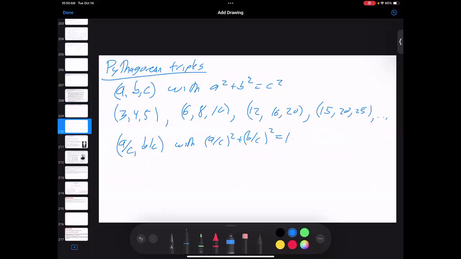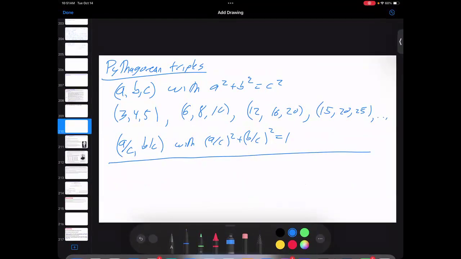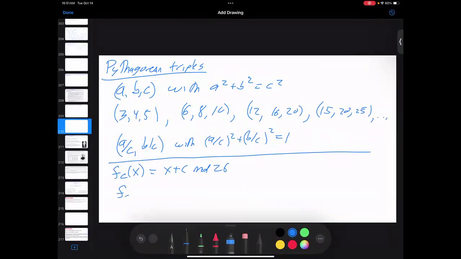I think we did this. We did the 100 Caesar ciphers, right? I think at the start of the semester, that if I encrypt something with 100 Caesar ciphers, so let's say f_c of x is x plus c mod 26, I could apply 100 Caesar ciphers, c1 of x.